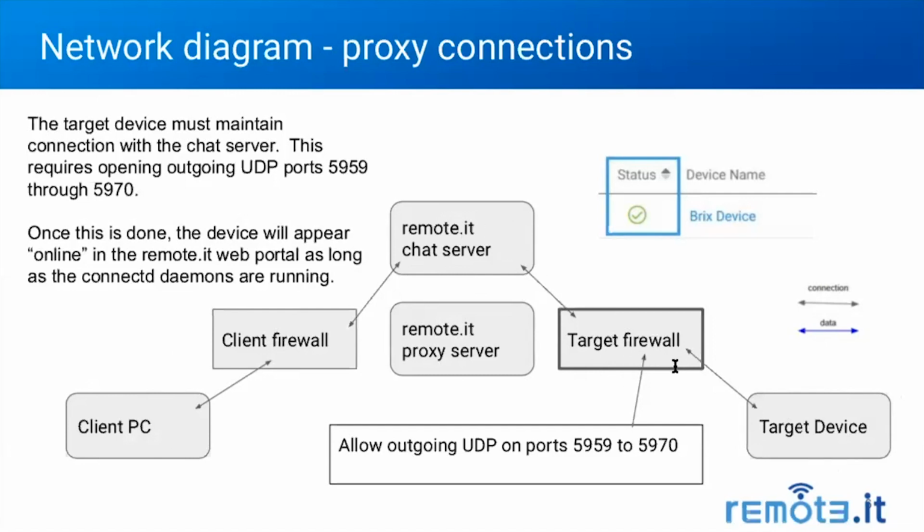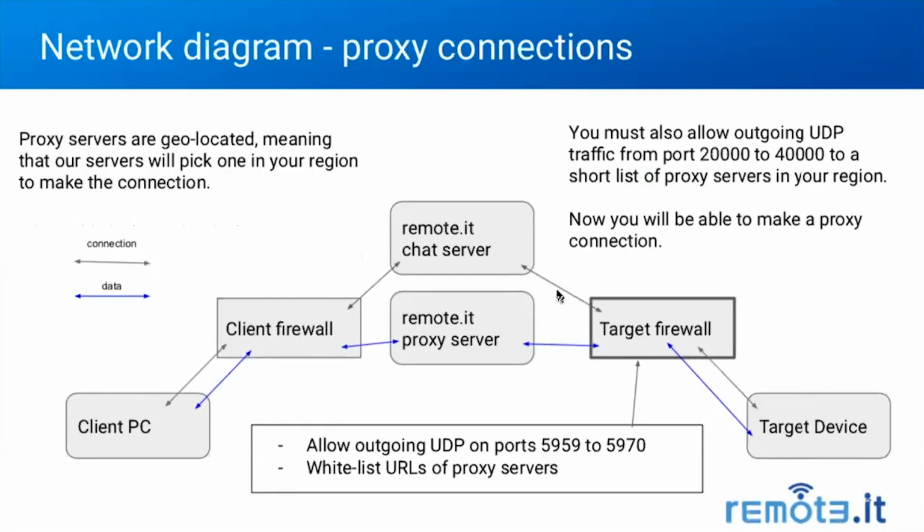In the target firewall, you have to allow outgoing UDP on ports 5959 to 5970. Once you do that, your status will show up with a green checkbox online in the web portal, and the device will appear as though it's ready for a connection. If this is all you do and you have all other ports blocked, you will not be able to make a connection. And on our next screen, we will show you why.